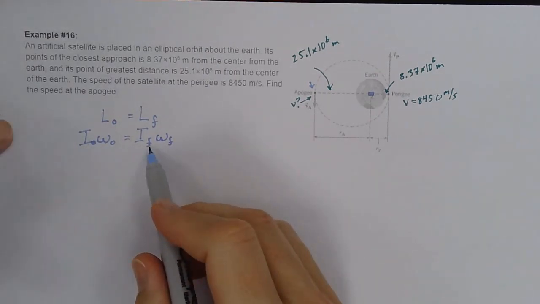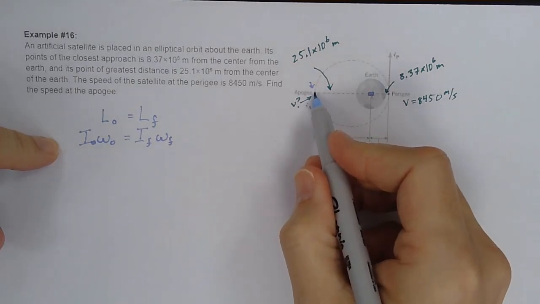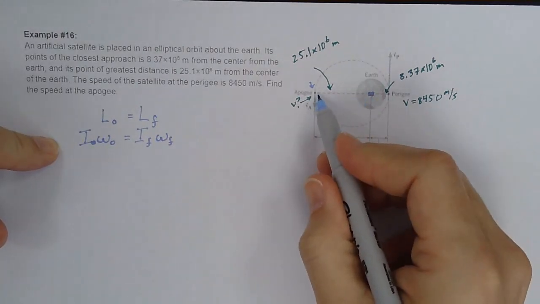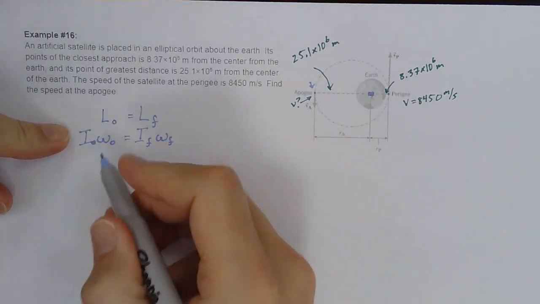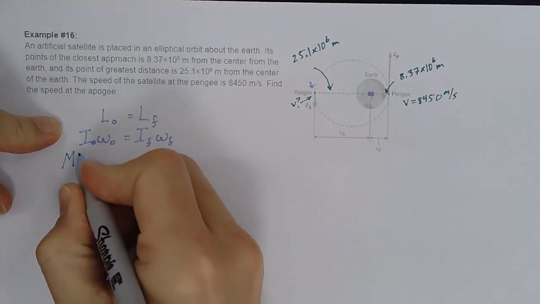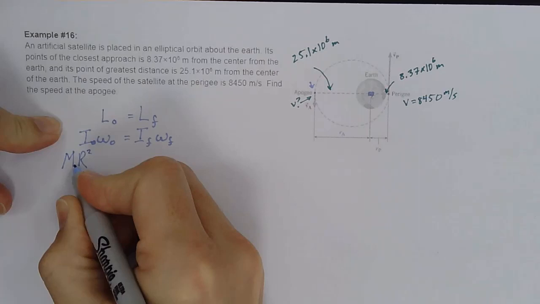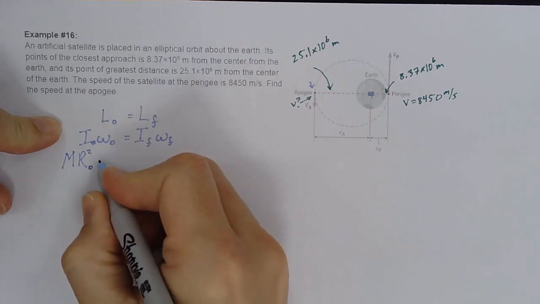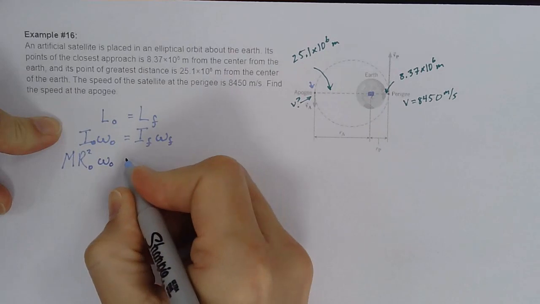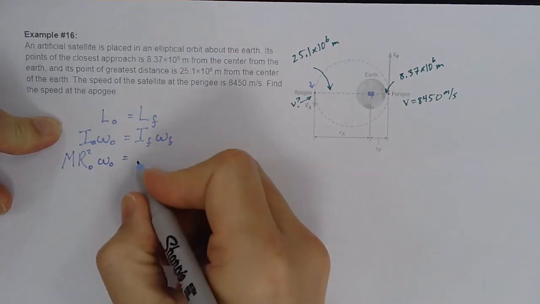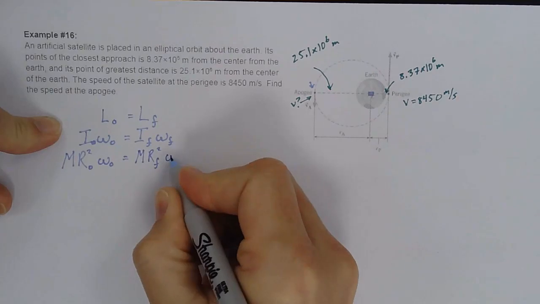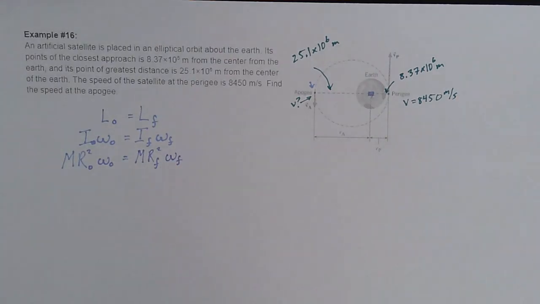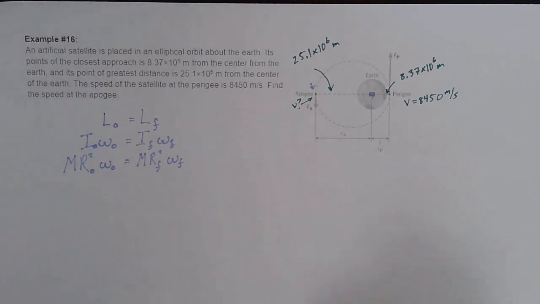So now how do we deal with that? Well, remember the satellite is really, really tiny compared to the Earth. So we can treat the satellite as essentially a point mass. And remember that rotational inertia for a point mass is just mr squared. So that's the mass and then the initial radius, and then we're going to multiply that by our initial angular speed. And then over on this side, we're going to have the rotational inertia final, which will be m r final squared times the angular speed.